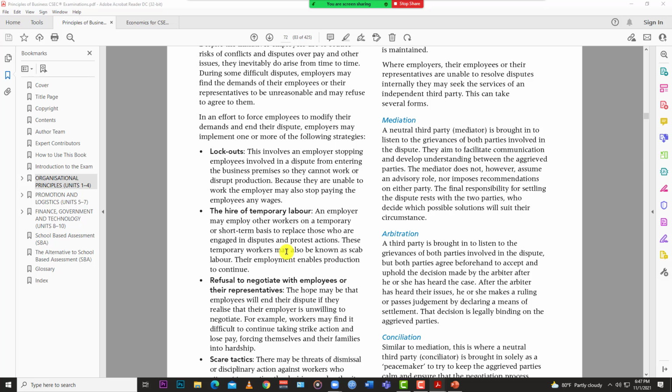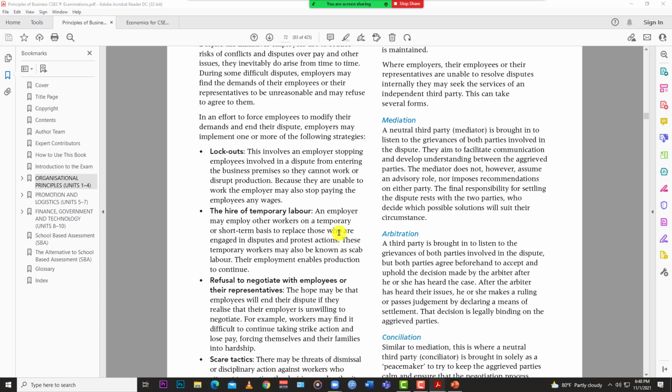Because even if they make any suggestion, they don't have to take it on. The final responsibility for settling the dispute rests with the two parties, who decide which possible solution will suit their circumstance. So mediation is all about this. A third party comes in to help the two aggrieved parties, the two angry persons, the two warring parties, help them to talk to each other, help them to communicate with each other so that they can together come up with a solution, the two parties.